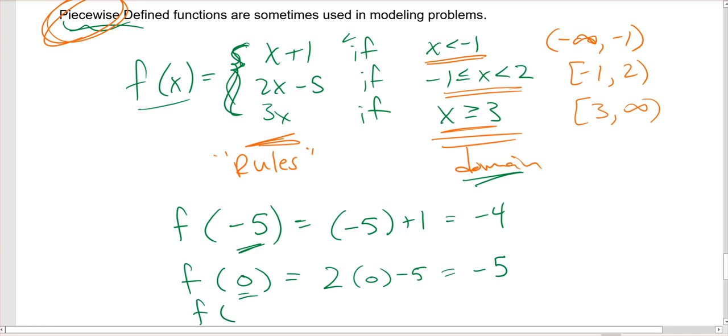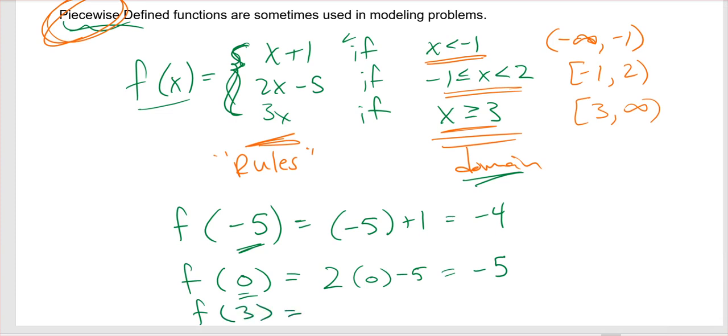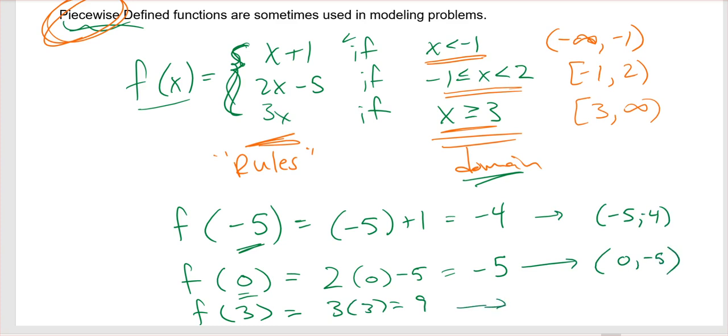So if I would put in maybe 3, right? It's not in this one, it's not in this one, it is in this one, right? So I would have 3 times 3, so that's 9. Okay, cool. And going back to talking about the graphs, these give us ordered pairs, don't they? So we'd have -5, -4. We would have 0, -5. We would have 3, 9. Okay, great. We'll get back to that here in a sec.